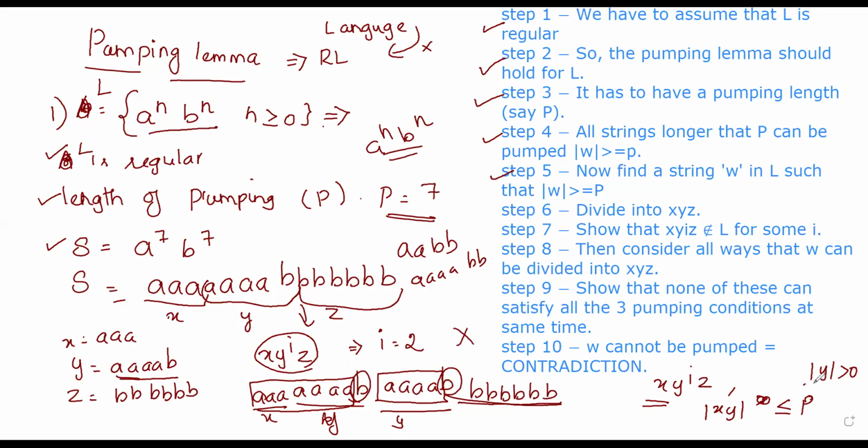Similarly, the length of y should be greater than 0. Yes, this condition holds, y is greater than 0. But the length of x and y should be lesser than or equal to p. The pumping length is 7 here. The number of x is 3, and the number of y is 5. So 3 plus 5 is equal to 8, and 8 is not lesser than or equal to 7. So this also proves that it is not a regular language.